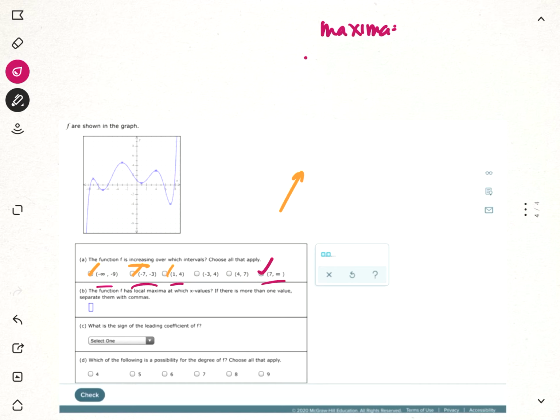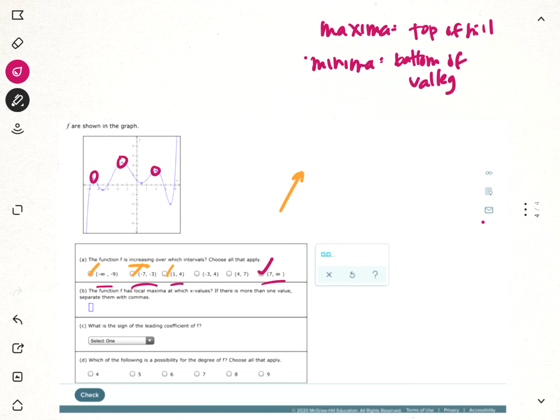Maxima means the top of a hill, and minima means the bottom of a valley. So if we're looking at this, there's a top of a hill there, there's a top of a hill there, and there's a top of a hill there. So we should have 3 different ones, right?